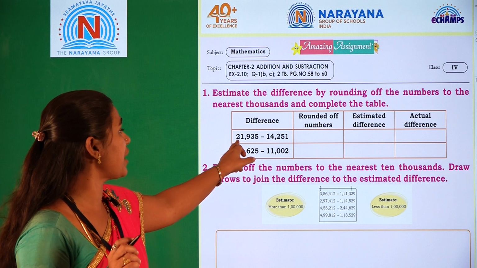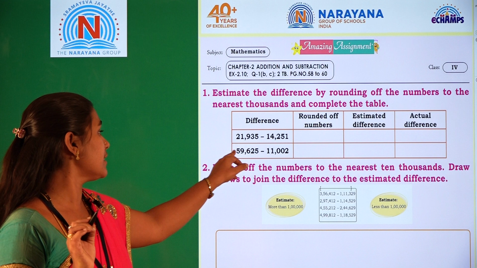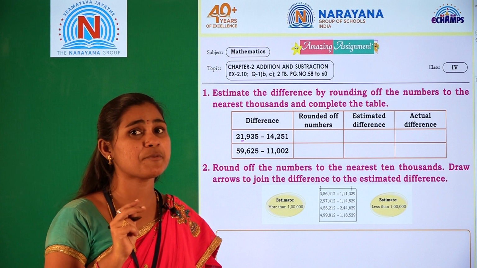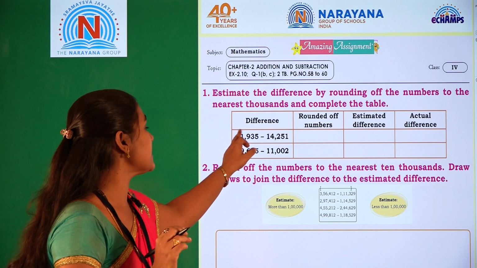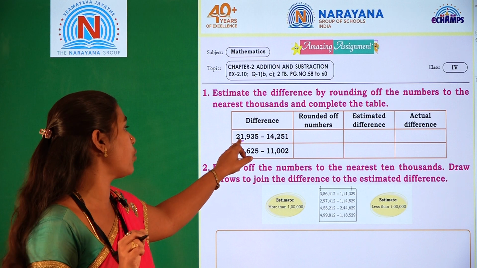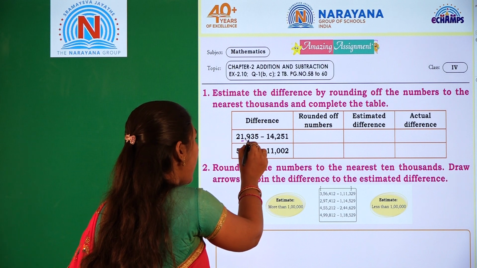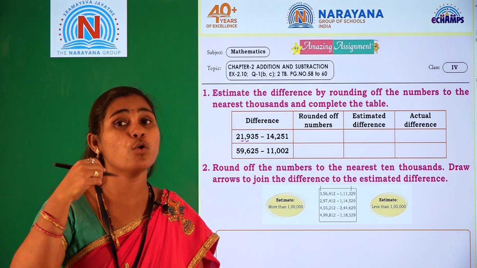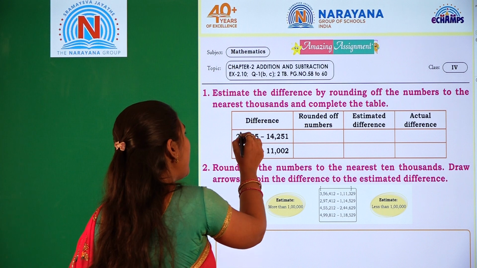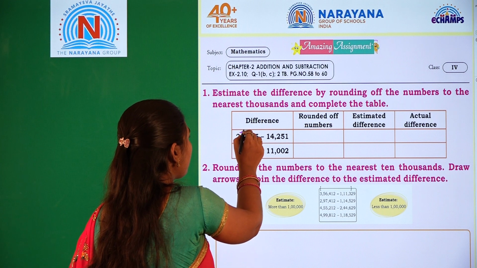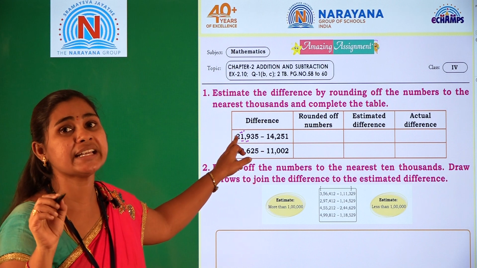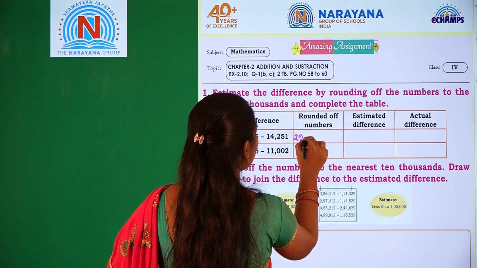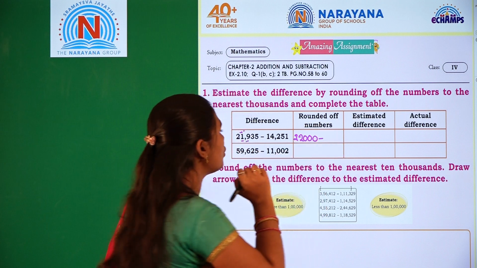First of all, see the number 21,935. In that, what is the thousands place digit? 1 is at the thousands place. Then what is the second step we have to do? We have to check the digit beside the thousands place. 9. We have to observe whether 9 is more than 5, less than 5, or equal to 5. If it is more than 5, you should add 1 to the thousands digit. Then the value will become 22,000. What is the estimation value of this number? 22,000.